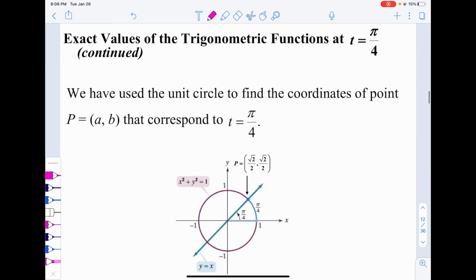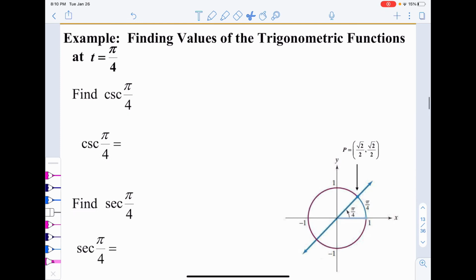Continuing with finding those exact values, we have used the unit circle to find the coordinates of point P, which is (a, b), that corresponds to t equals pi over 4. We found root 2 over 2, and since a and b are the same values, that's what our ordered pair is going to be. It's root 2 over 2 for both x and y when we have this pi over 4 as our central angle and we have radius 1.